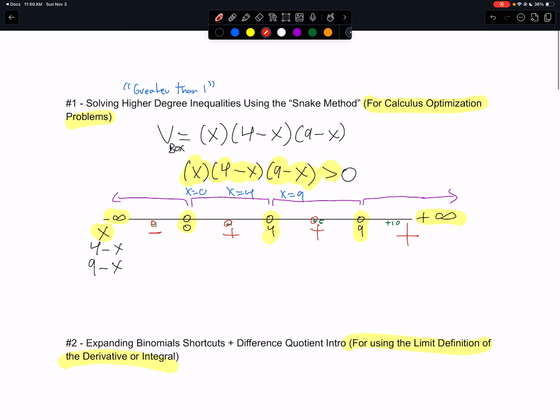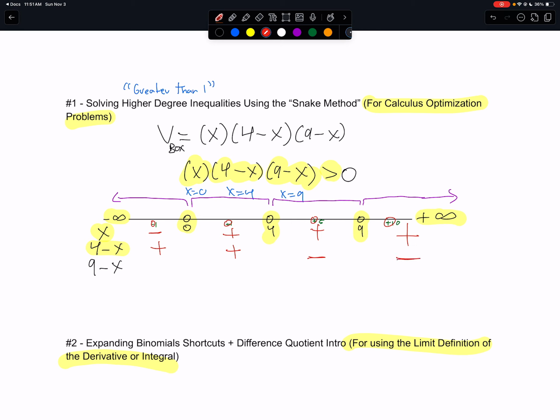I'm just going to circle them. Same thing here, but now let's use 4 minus x. Pick any value for x. I'm going to use the same numbers, actually. So negative 1: 4 minus negative 1 is positive 5, so it'll be a positive value. 4 minus positive 1 is 3, so that'll also be a positive value. 4 minus positive 5 should be a negative value. And 4 minus positive 10 should also be a negative value.